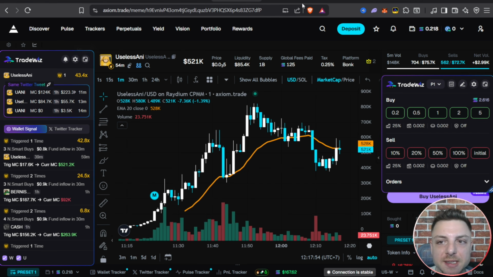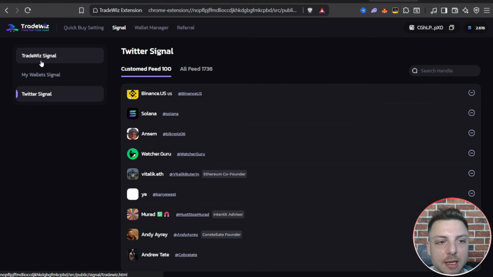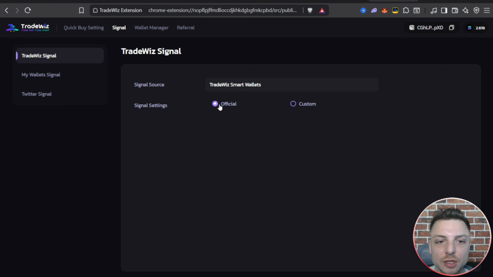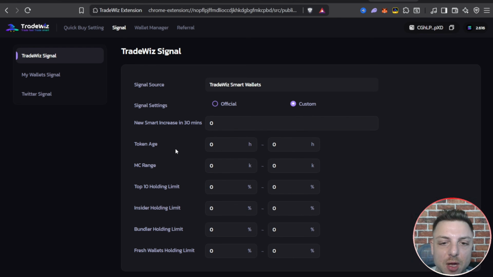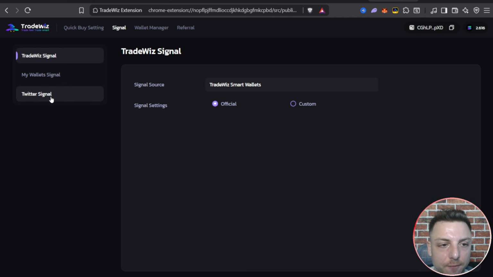You can click on this more settings. That's going to take you over here to the TradeWiz signal. And if you leave it on official, that's going to have all of their automatic wallets officially tracking for you. You can also come over and customize, which will only send you specific coins in your filter range. But I like to keep it on official.